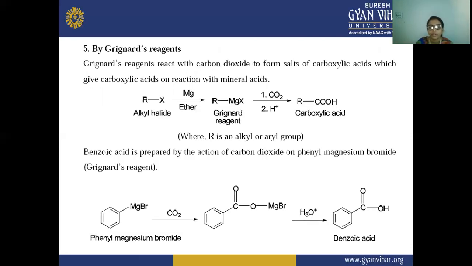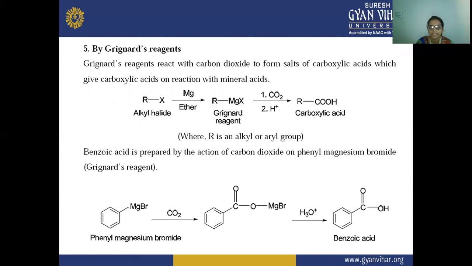Next is your Grignard reagent. The Grignard reagent reacts with carbon dioxide, and there is a formation of a salt of carboxylic acid, which gives carboxylic acid on reaction with mineral acid. So here you can see the example is given.